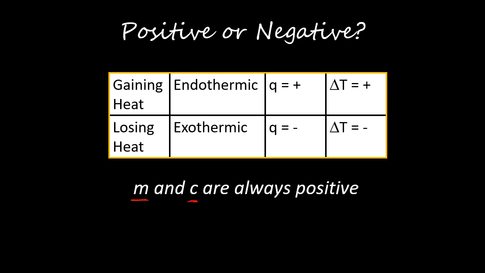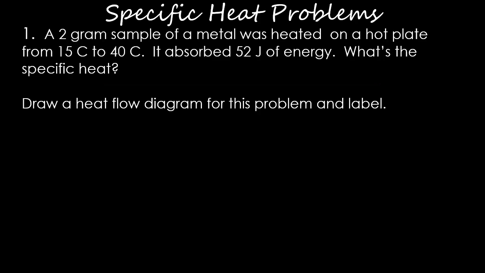So keeping that in mind, we're going to take a look at some examples. When we do these examples, I'm going to show you some strategies to help you think through them, and we're going to draw some heat flow diagrams for them so we can determine which direction our Q is going, where heat is going, and if things should be positive or negative. So in this question, a 2-gram sample of a metal was heated on a hot plate from 15 to 40 degrees Celsius. Missing those degree signs.